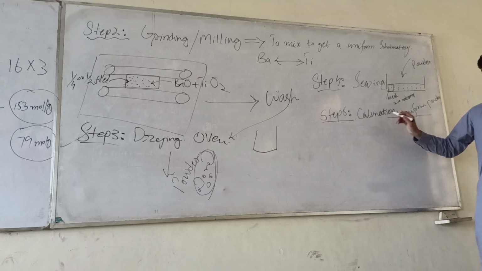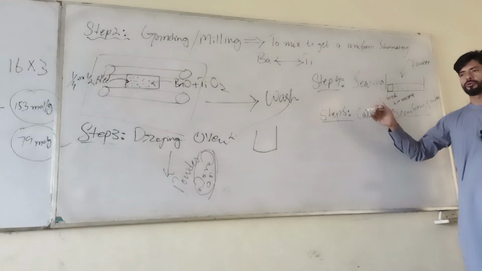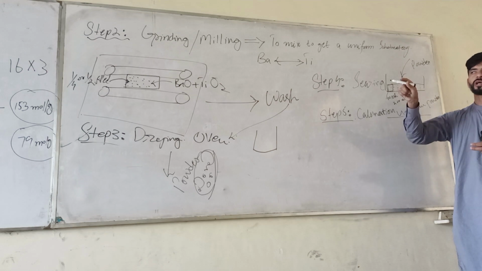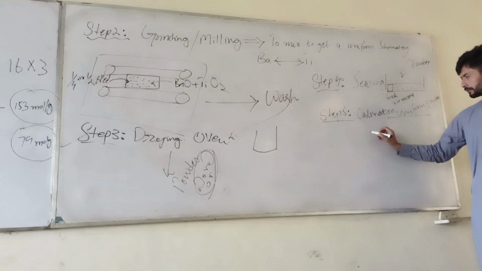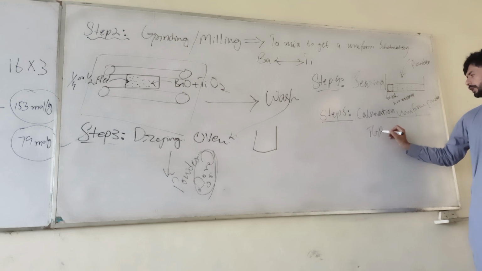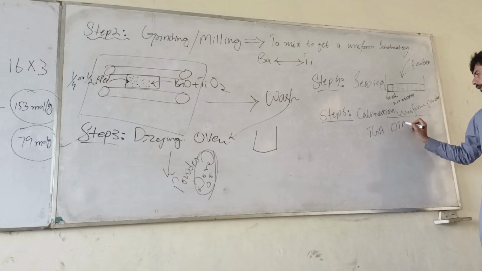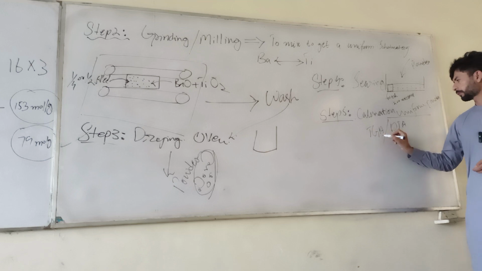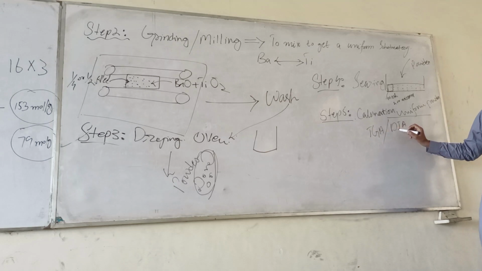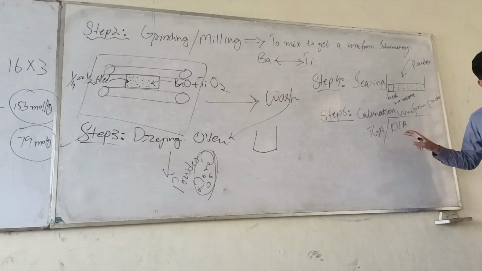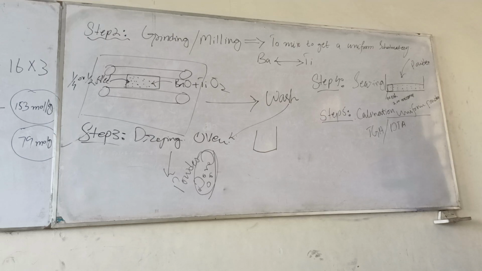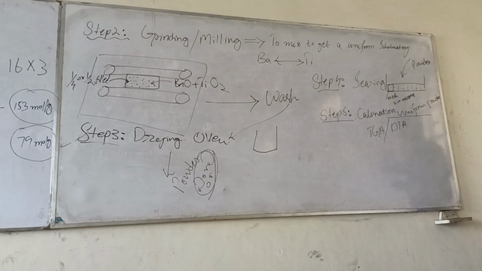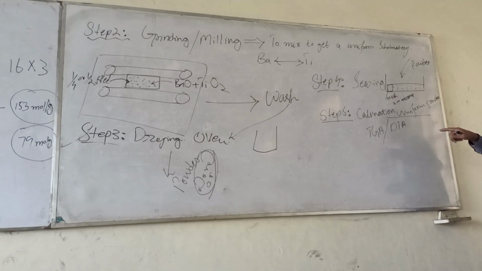Okay? So after that, but how did you know that this is the required calcination temperature? That is from TGA and DTA analysis. Thermogravimetric analysis and differential thermal analysis. Those techniques, combined techniques, are used to derive the suitable calcination temperature.